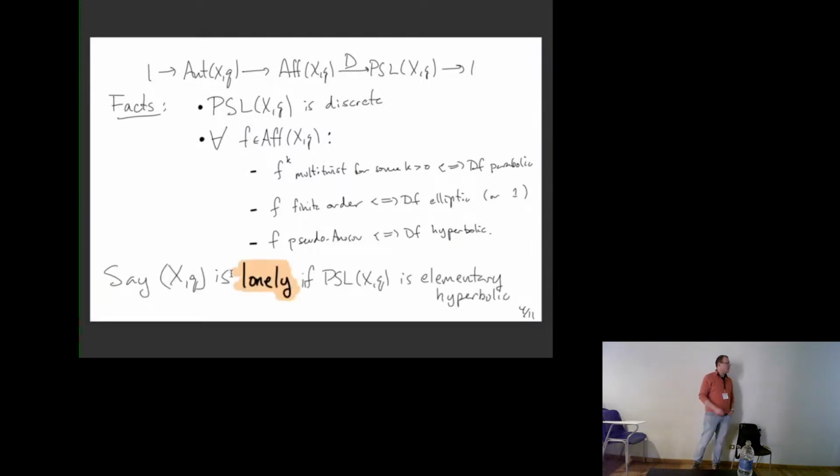Okay, so here's the definition. We're going to say that this structure (X,q) is lonely if PSL(X,q) is an elementary hyperbolic group. So it's a virtually cyclic group generated by a hyperbolic element. Sometimes people call that hyperbolic element, which we know is a pseudo-Anosov, pseudo-Anosov lonely. I want to use this terminology for reasons that will become clear at the end of the talk. But this is the thing I'm interested in, lonely (X,q).